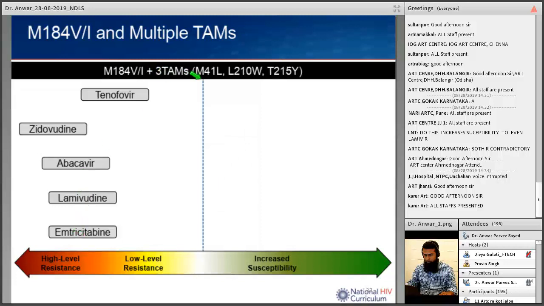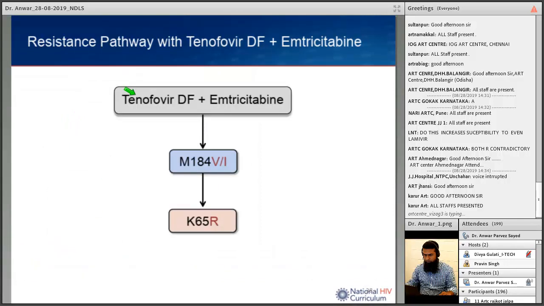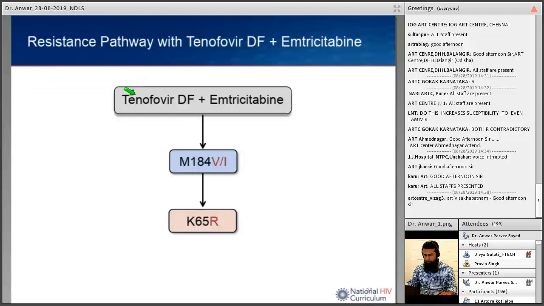are out. But if there is accumulation of 3 TAMs, more than one, as I said, thymidine analog mutations, tenofovir, zidovudine, abacavir, and all are out. Now, if this continues for a longer duration of time, more and more accumulation happens, which results in complete resistance to those drugs. Now, let's see about tenofovir.